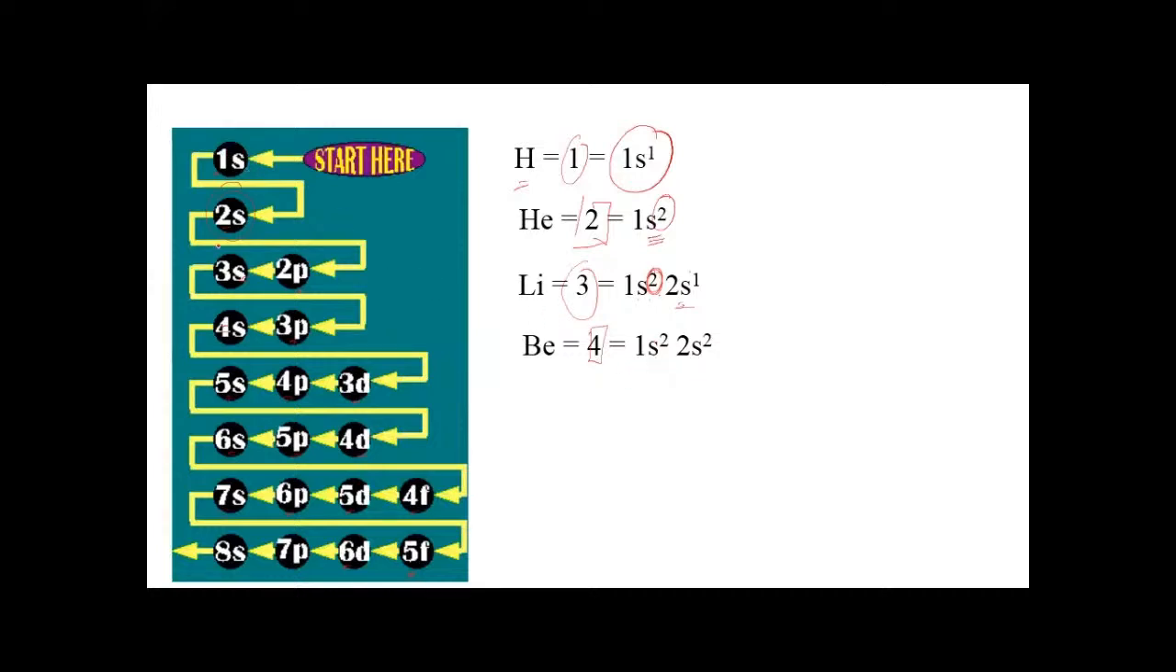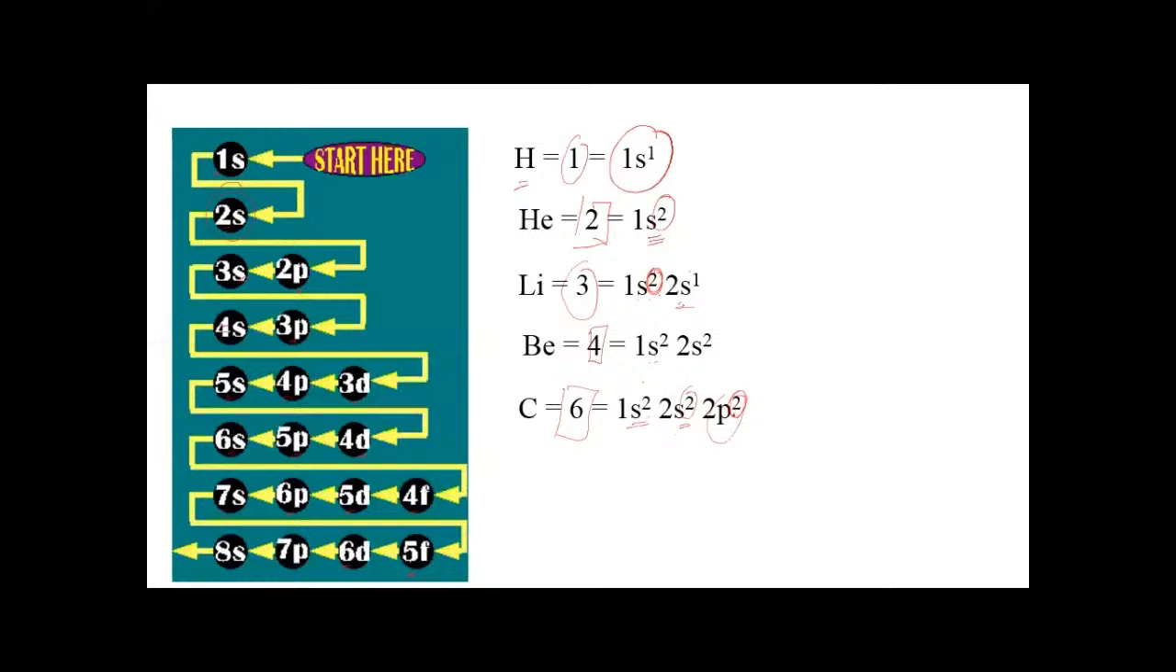After that there is carbon, atomic number 6. So 1s can occupy a maximum of 2 electrons, 2s can occupy a maximum of 2 electrons, and p can occupy a maximum of 6 electrons. So these are 2 plus 2, 4. The remaining electrons are 2. They are present in 2p.